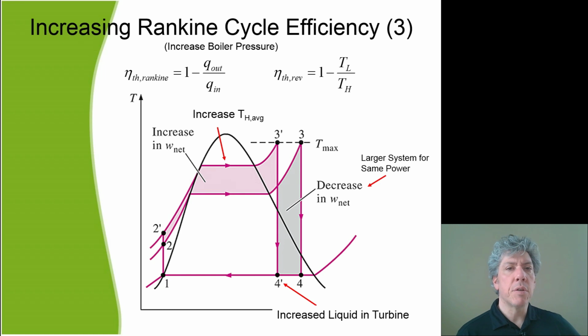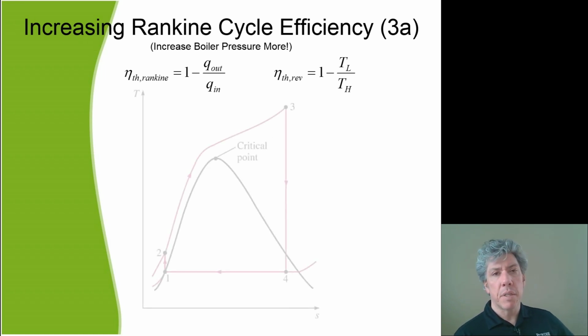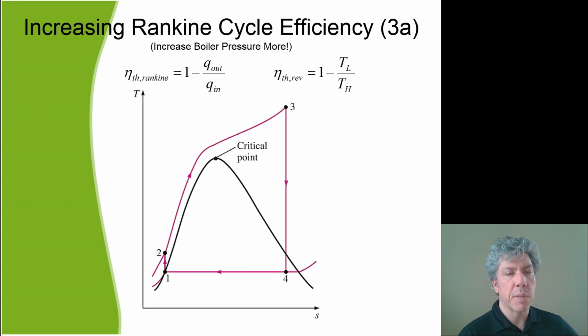Well, is there a way to really increase the boiler pressure? Actually, there is. There are some exotic or semi-exotic materials that can take much higher temperatures. And if you use those materials to make the turbine, it may be more expensive, but if it can take the abuse of the high temperature, you can actually run what's called a supercritical process.